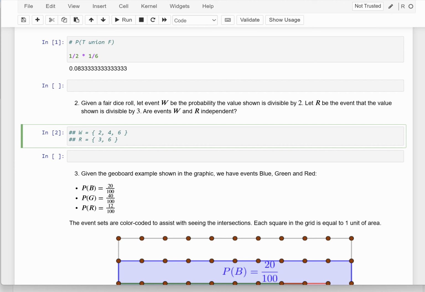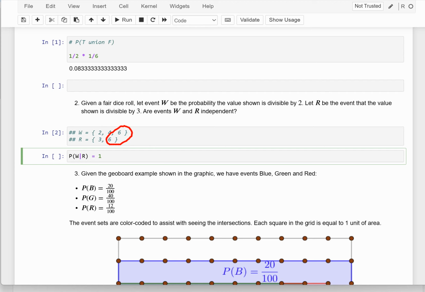So the question is, are the events R and W independent? And the answer is no. Why? Well, the main answer is because this intersection is non-empty, so we're going to have a slightly different thing. But let's actually check, right? We do have a formula, and we can check. All right, so the probability of W given R, well, if R has already happened, the probability of W happening is 1, right?